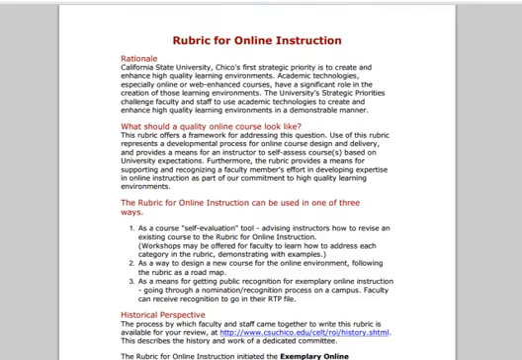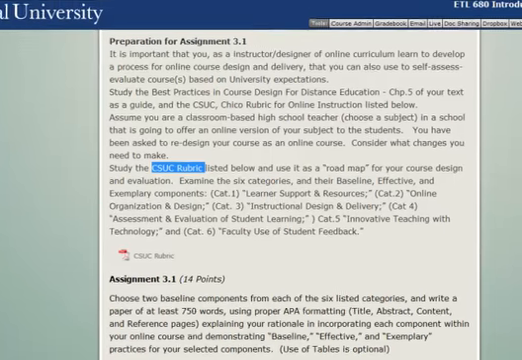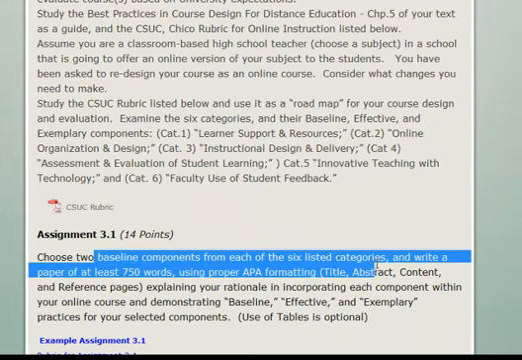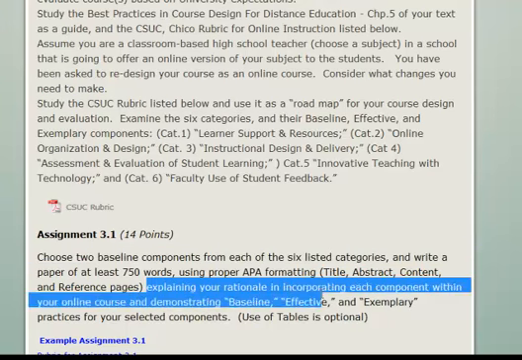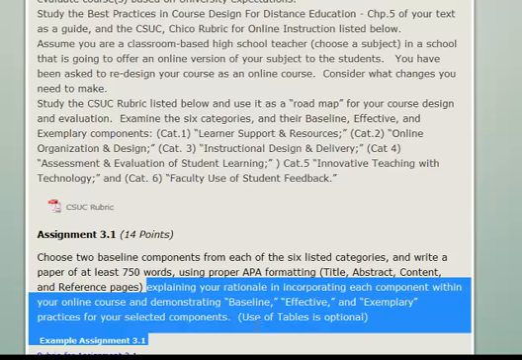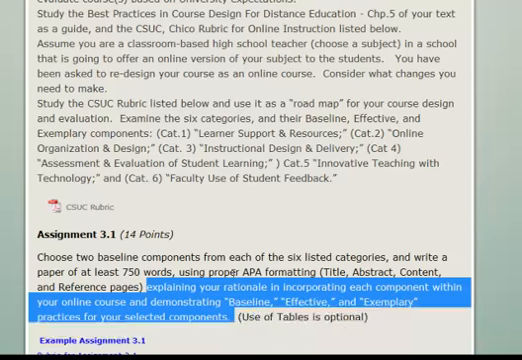And so in the course, they have to choose 2 baseline components from each of the 6 categories to write a paper of at least 750 words using proper formatting, explaining their rationale and incorporating each component within their online course, demonstrating the baseline, effective, and exemplary practices for their components. And they can use tables if they wish, or write it out in some other form. But they have to use it like a roadmap for the student course design and evaluation.